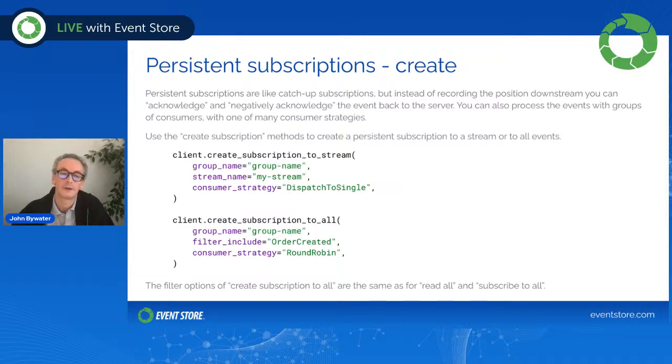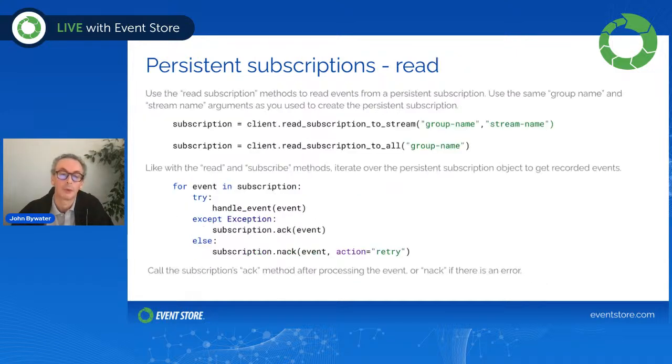If we create a persistent subscription to all, we don't give it a stream name, but we can give it filter options. Persistent subscriptions, once created, can be read. When we're reading, we need to provide the same group name and stream name as we passed when we created them. So if we read a subscription to a stream, we need both a group name and a stream name. If we read a subscription to all, we just provide the group name.